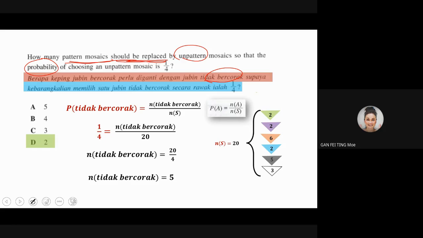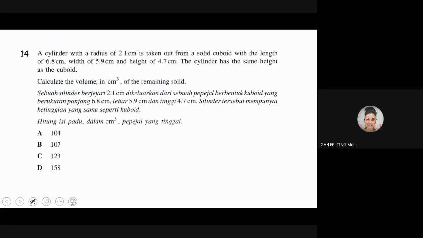So for those who never read properly and understand the question, you will choose A as your answer, because your number of unpatterned is 5. So you're going to choose, oh, my 5 is there, so you are going to pick this as your answer. When you pick this one, it means that you don't really answer the question asked. It's not that you do not know how to solve. You are not paying attention to the question asked. That is the problem.